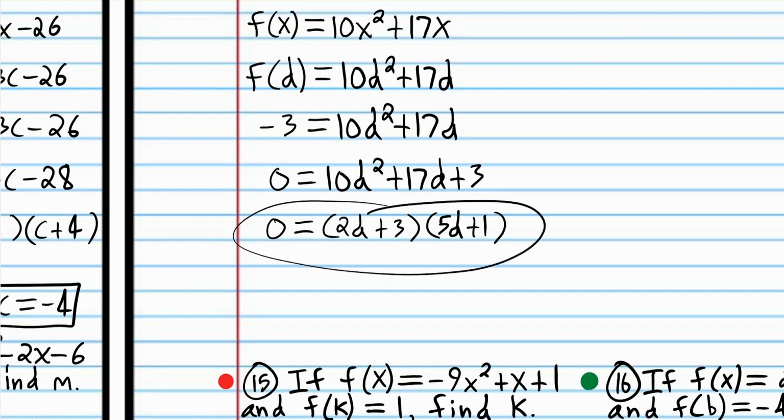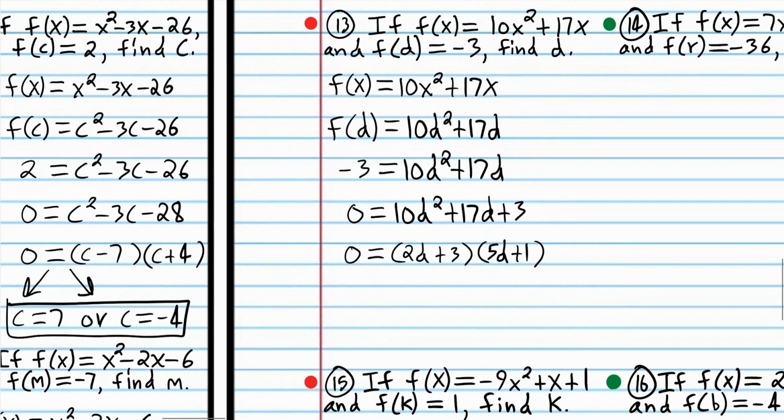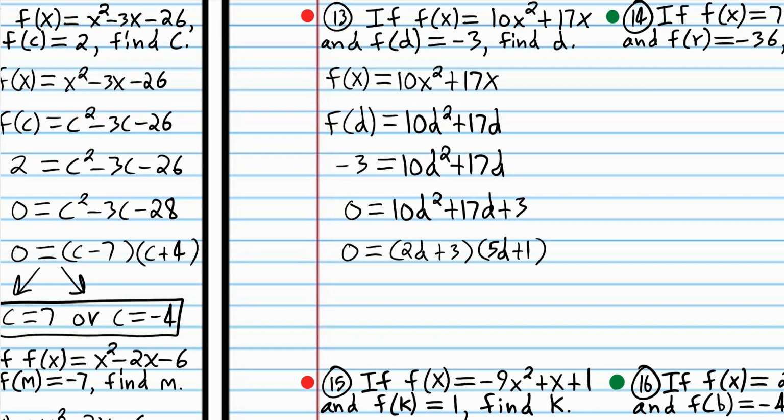But we have to check this factorization. We don't know if that factorization is correct. So to check it, we're going to use FOIL. We're going to multiply these two binomials together to see if we get the original expression. The first terms, if we multiply those, we get 10d squared. Outside terms, we get 2d. Inside terms, we get 15d. And the last terms, we get 3. And if you simplify this expression, you get 17d.